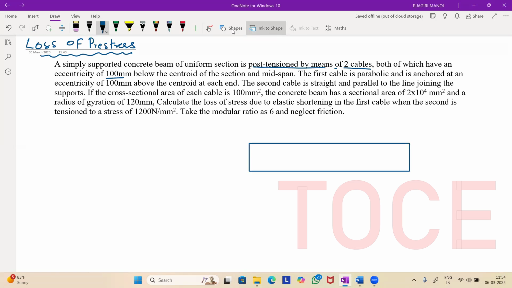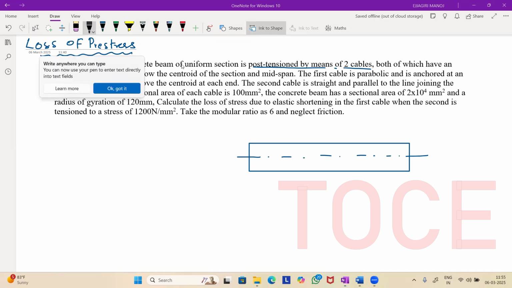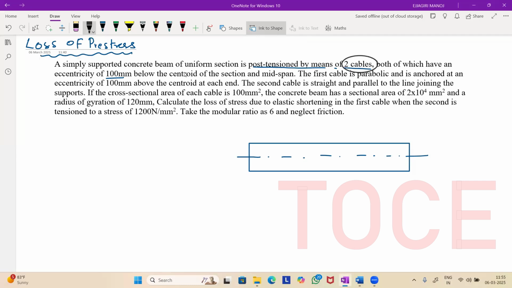So here this is a beam, and let us consider this as the center of the beam. For this center axis, he has mentioned there are two cables. So these two cables are having an eccentricity of 100 at the center.